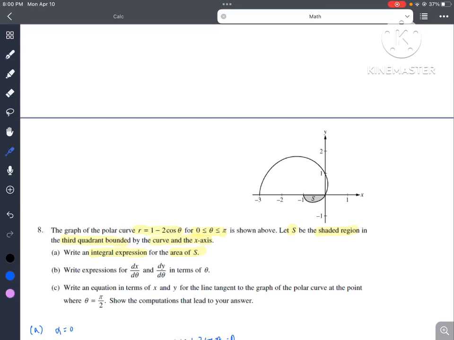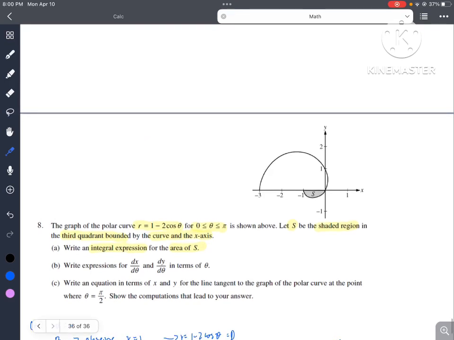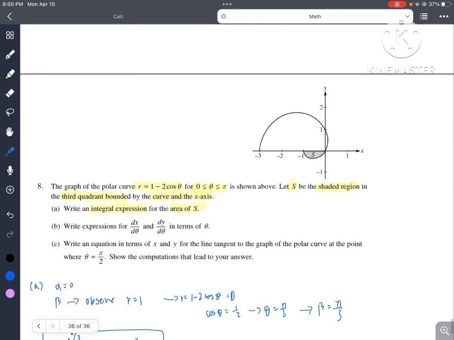Now we should first write the integral expression for the area of S. Previously we have talked about the formula for polar integration, which is just between two angles, 1 over 2 r squared d theta. And now let's first find the bounds. We find that alpha is 0 because the curve starts here, so the angle is 0. Now we want to find the second angle. We observe that at this point, r is equal to 0 because the curve is at the origin. So we just set the expression equal to 0 and then solve for the angle.